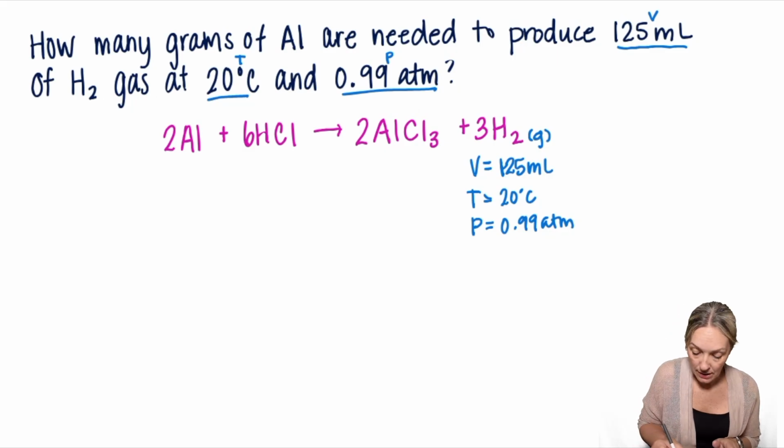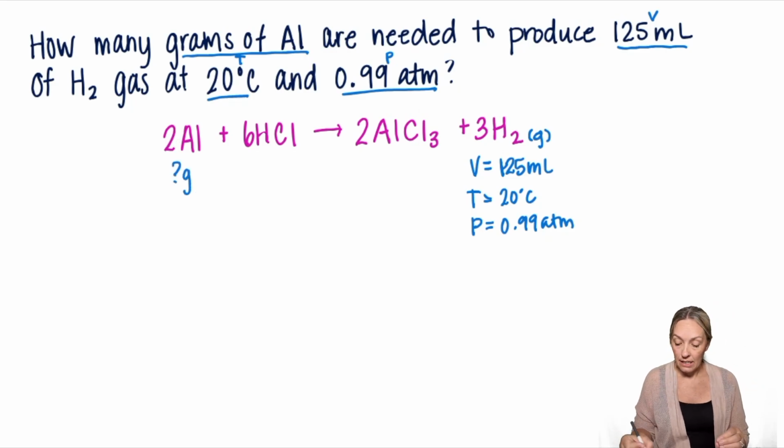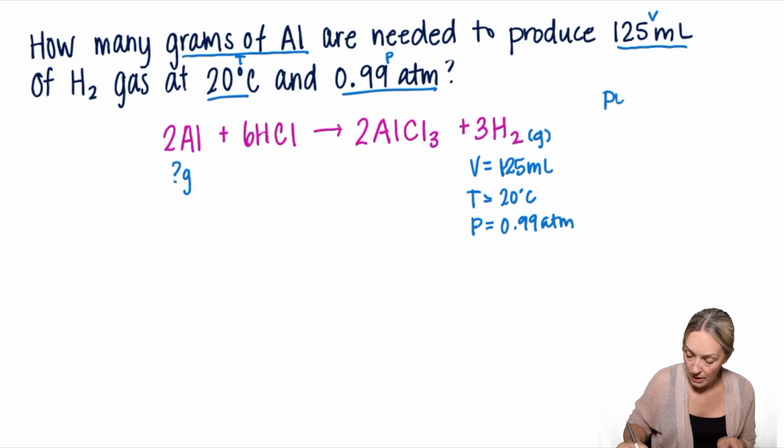All right, now I need to determine what is my endpoint, what is my ultimate goal here. I'm trying to find grams of Al. So I need to figure out how many grams of Al I need in order to produce 125 milliliters of gas. Let's take a look at what we know about the H2. We know the V, T, and P. Our equation is PV equals nRT.